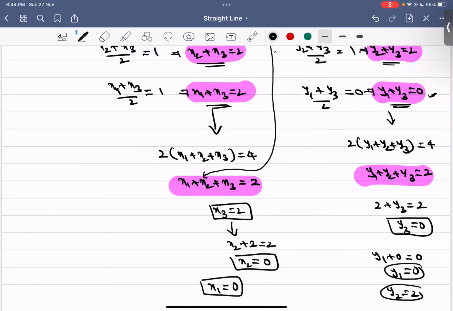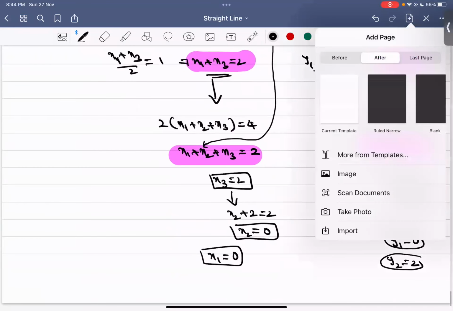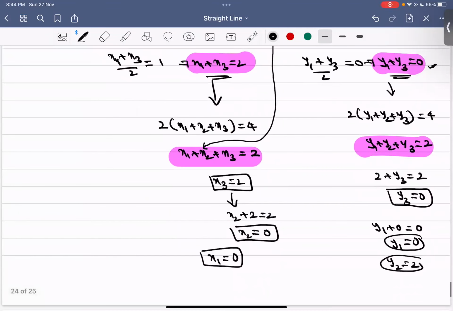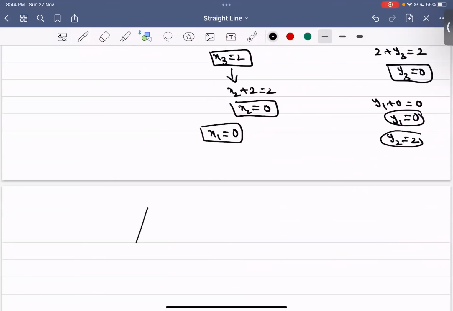So now we locate the vertices. So this is the triangle. A is (x1, y1): x1 is 0, y1 is 0. B is (x2, y2): x2 is 0, y2 is 2. C is (x3, y3): x3 is 2, y3 is 0. So these are the vertices.